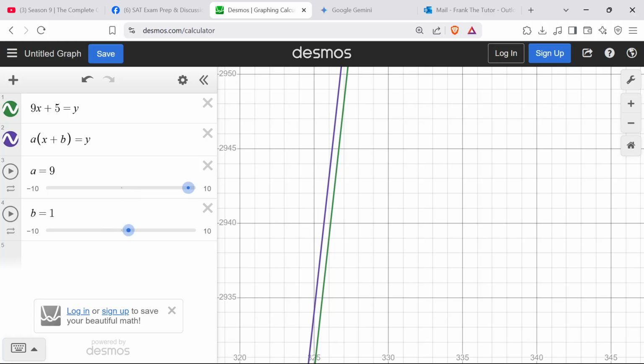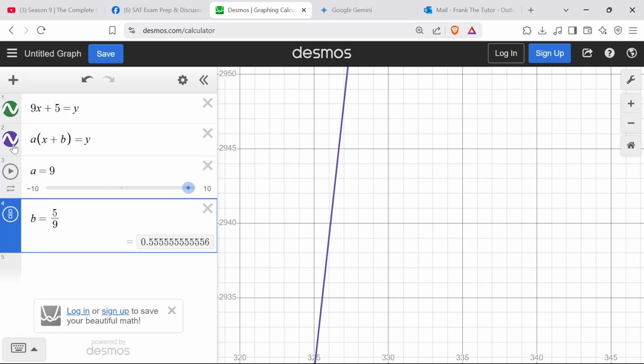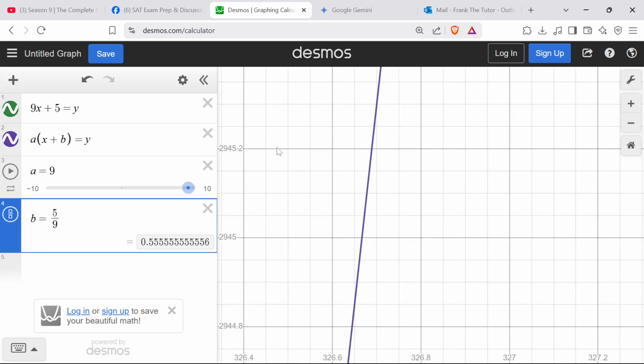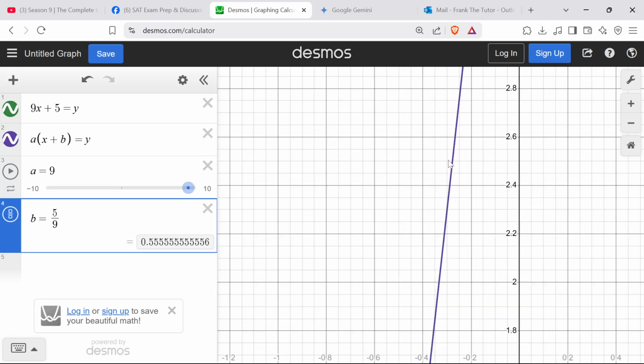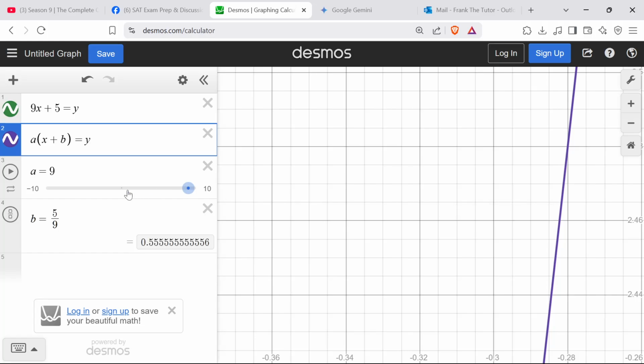Now b cannot equal 5/9. If I put b as 5/9 here, you will see that they're exactly the same line. No matter how much I zoom in, it's exactly the same line. Those aren't parallel, they're the same line. So b cannot equal 5/9. Now here's the problem if I put them both together.